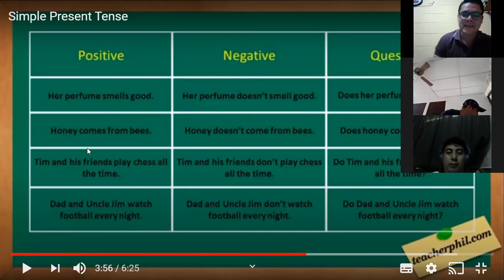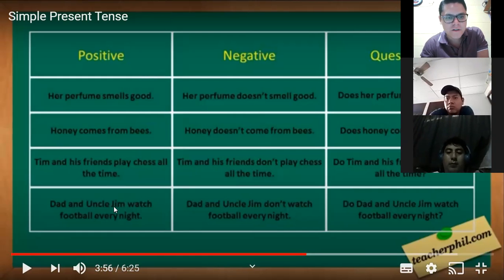Okay, what about the last one? Dad and Uncle Jim. Again, what is the subject pronoun? What is the subject pronoun right here? They or it?